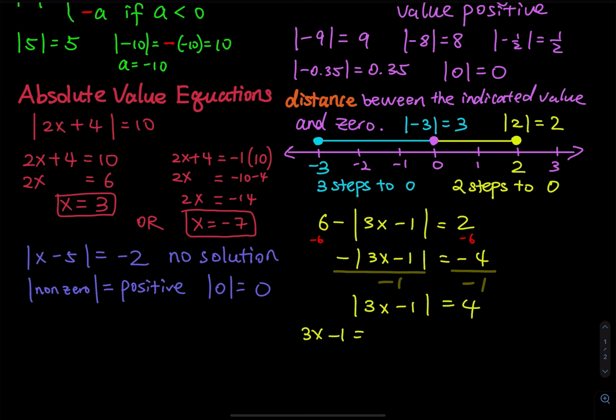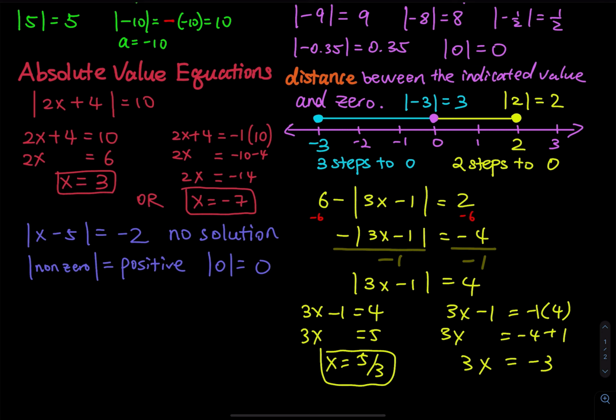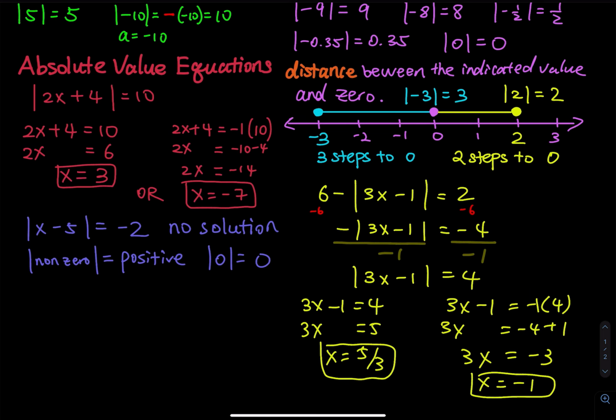3x minus 1 equals 4, and then 3x minus 1 equals the negative of the other side, which is negative 4, or negative 1 times 4. So for 3x, add 1 on both sides, and then divide by 3 on both sides. You have 5 over 3. You can box that. And then 3x equals negative 4 plus 1. This is a negative 3. So x is equal to negative 1. So the correct answer for x is either 5 over 3 or negative 1. So that is for the third equation.